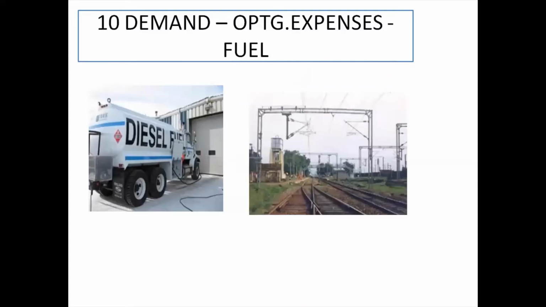And this demand number 10 is the single largest demand, that is called fuel. Fuel means diesel or traction charges. In very rare cases now, loco coal is also used for heritage locos. Anything that is fueling the locomotive is called fuel.